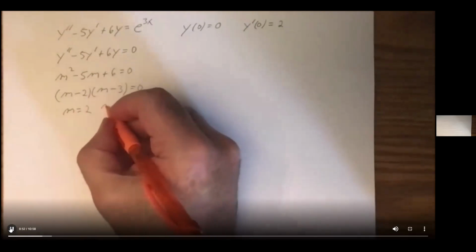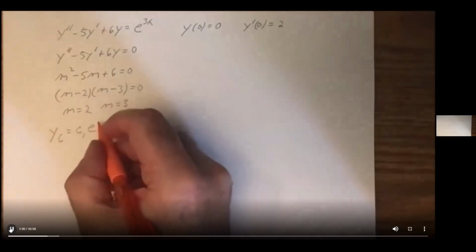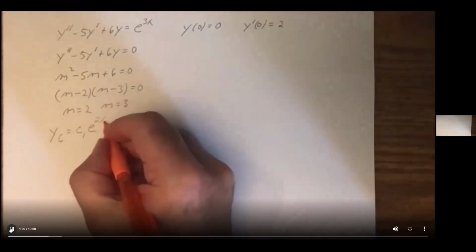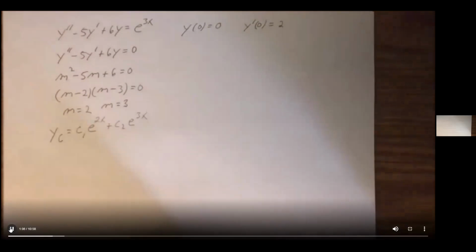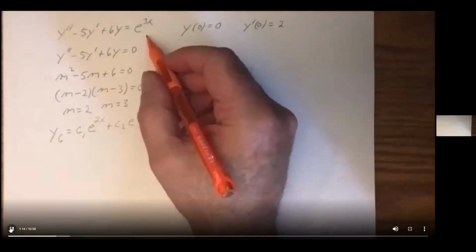So m is equal to 2, and m is equal to 3. All right, so my complementary solution is C1 e to the 2x plus C2 e to the 3x, right? That's my complementary solution. So we have to find the complementary solution first, right? Now I want to find a particular solution.